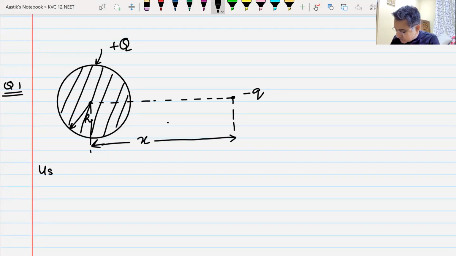This is just one question that we have not discussed. So you have to find the energy of this system which has one conducting sphere and one point charge. I'll give you 1 minute, 2 minutes to solve this question, and then we will move ahead.